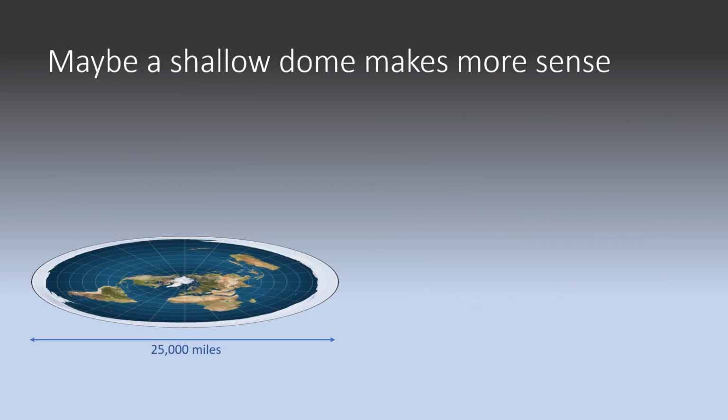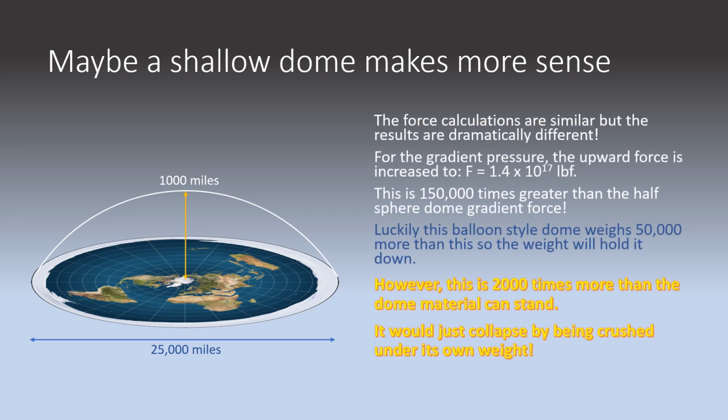Maybe a shallow dome makes more sense. The force calculations are similar but the results are dramatically different. For the gradient pressure, the upward force is increased to 1.4 times 10 to the 17th pounds. This is 150,000 times greater than the half-sphere dome gradient force. Luckily this balloon-style dome weighs 50,000 times more than this so the weight will hold it down. However, this weight is 2,000 times more than the dome material can stand. It would just collapse by being crushed under its own weight.